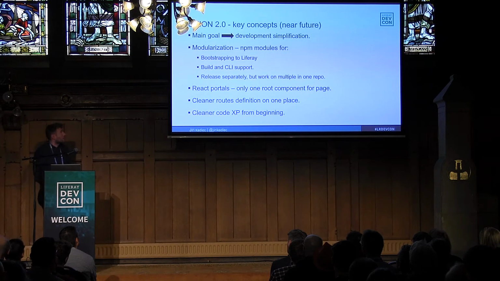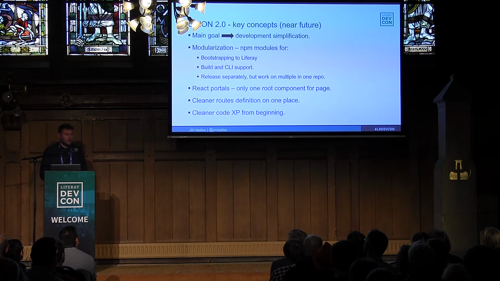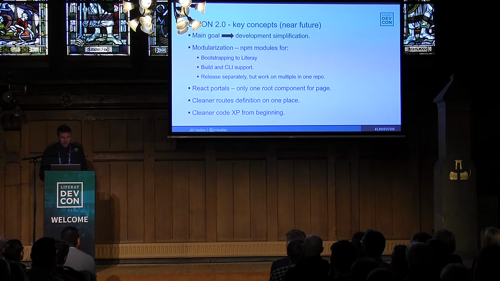That's why we prepared a concept, or we are working on a concept. We call it Union 2. Our main goal was to simplify development even more and to make the dependencies between modules clear. And we found a way to do it. We completely separated all of the stuff like bootstrapping. We also added command line interface support, and we separated it into different NPM packages.